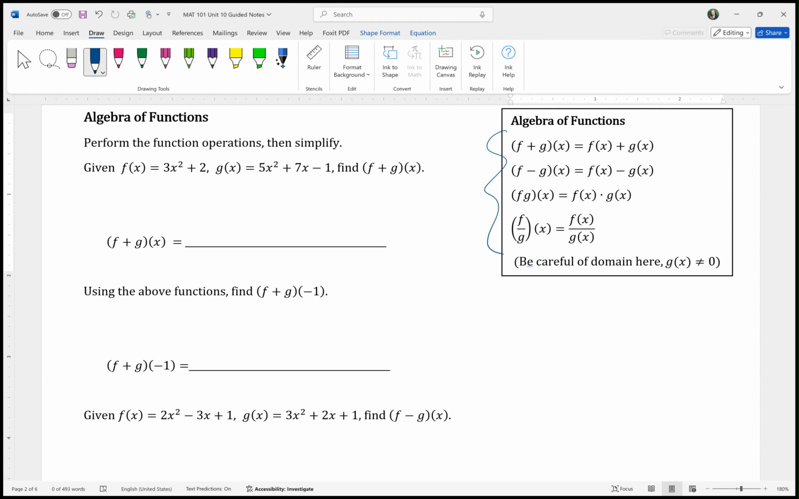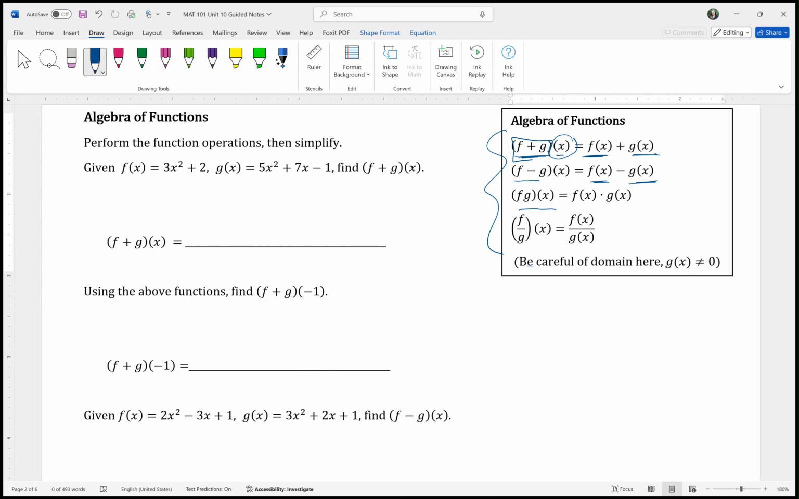If you have f plus g of x, you're writing f of x plus g of x. If you have f minus g of x, you're writing f of x minus g of x, and so forth. F times g of x, f divided by g of x. The biggest thing I want you to remember here is that this notation does not mean multiply by x. It is saying you've got two functions that you're adding together and the variable in those functions are x, okay? So do not multiply by x here.